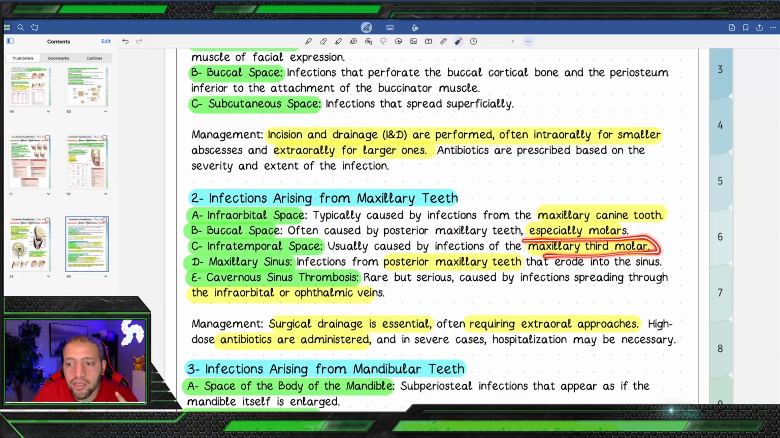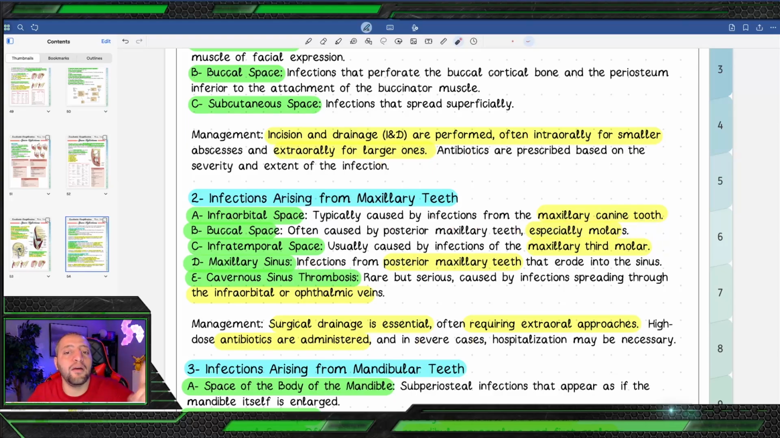So this is the question. Infection in the infratemporal space most commonly coming from which tooth? Maxillary sinus coming from posterior maxillary teeth. Cavernous sinus thrombosis caused by infection spreading through the infratemporal or ophthalmic vein. So the infection, anterior infection coming to cavernous sinus leading to cavernous sinus thrombosis is related to which tooth? Maxillary canine or maxillary third molar? Yes, maxillary canine, because here he's asking about the anterior route of infection.